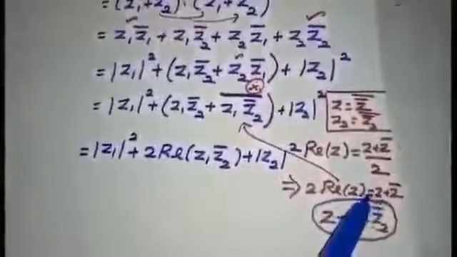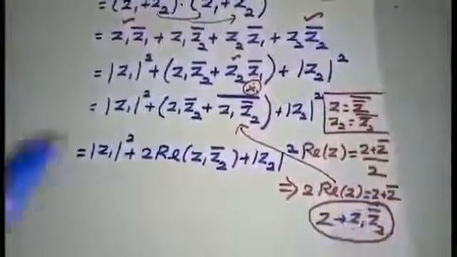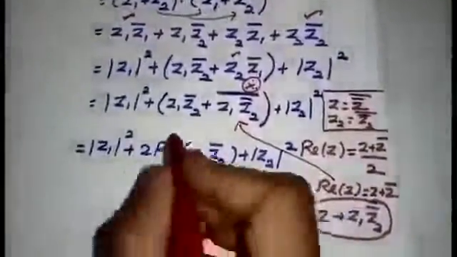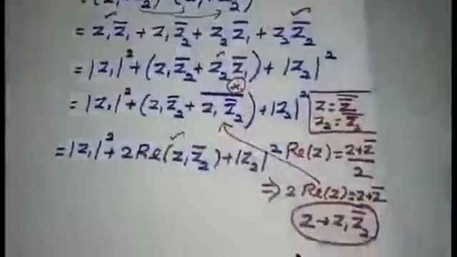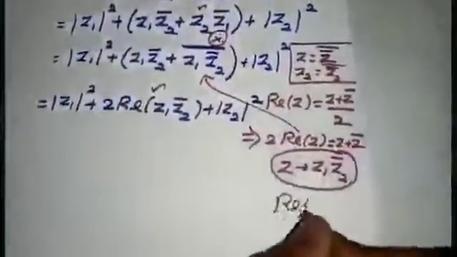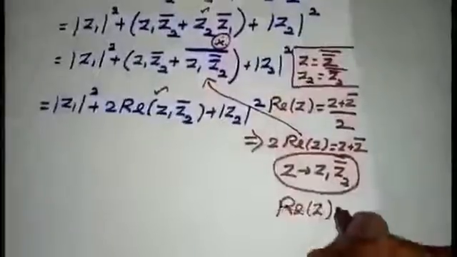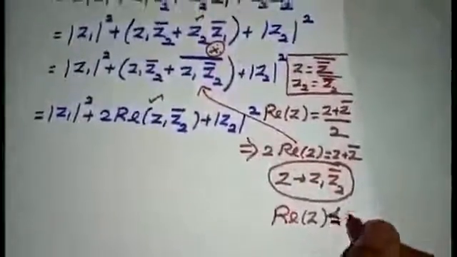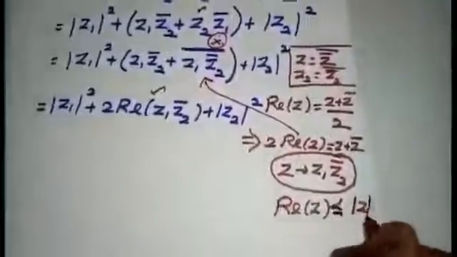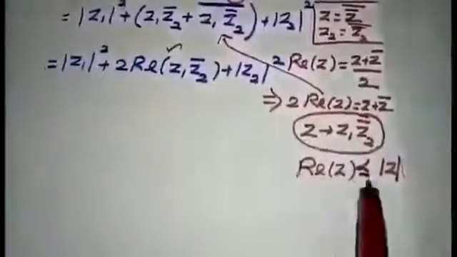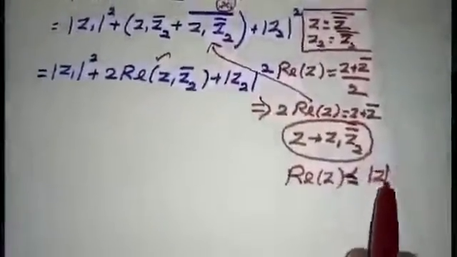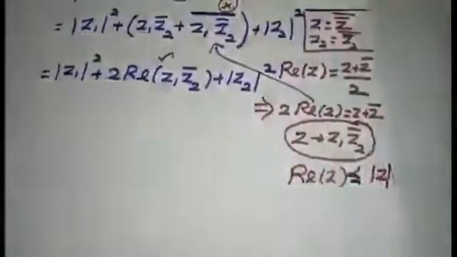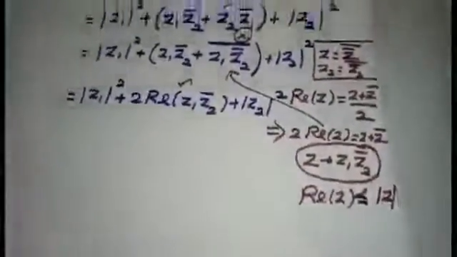Now I am going to use another property here: the real part of Z is less than or equal to modulus of Z. If you notice properly, when I started my calculation to prove this property, I am using only equal to signs.